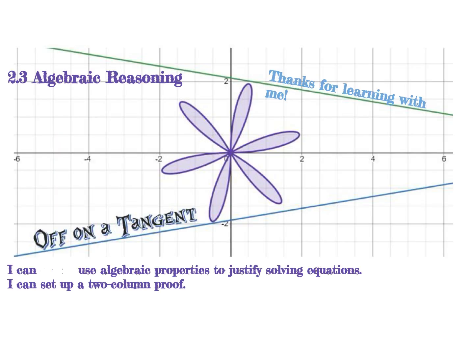All right, in 2.3, our goals were that we could use algebraic properties to justify solving equations and that we could set up and create 2-column proofs. And I think we did both of those things.